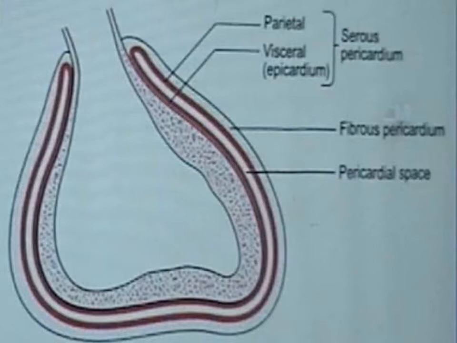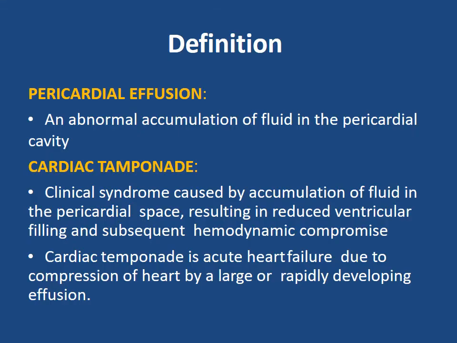This is the same slide as we have discussed about the parietal pericardium, serous pericardium and pericardial space or pericardial cavity. Now we will move towards the different diseases of the pericardium. An abnormal accumulation of fluid in the pericardial cavity is called pericardial effusion. Cardiac tamponade is an acute heart failure due to the compression of the heart by a large or rapidly developing effusion.